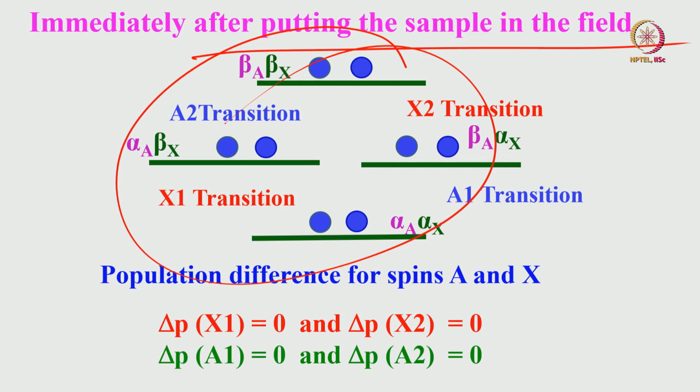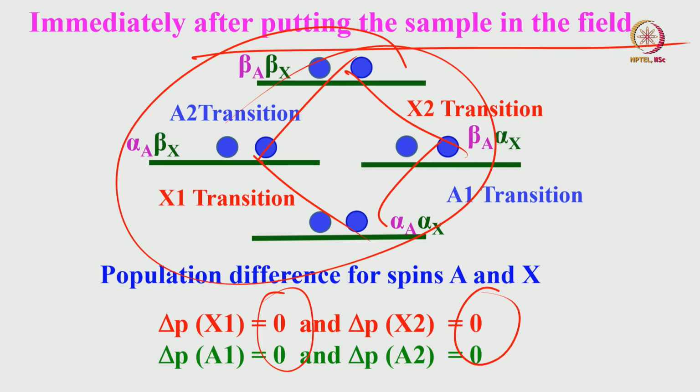Now take the population difference and find out the intensity of the peaks. A2 transition: 2 minus 2 is 0, 2 minus 2 is 0, 0 0. All the 4 transitions, 2 A and 2 X, which are equivalent, have 0 intensity. This is exactly what happens. As soon as I put the sample in a magnetic field, if you don't allow the spins to completely attain thermal equilibrium, then you will not get any signal. No signal for A or X.